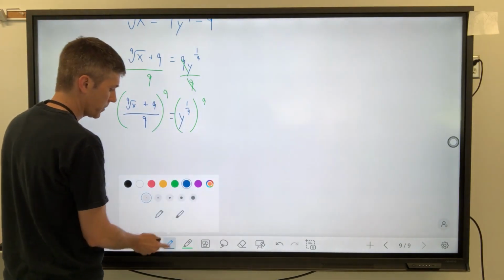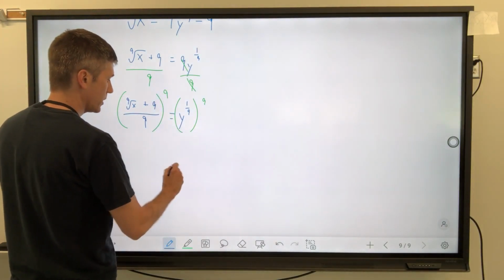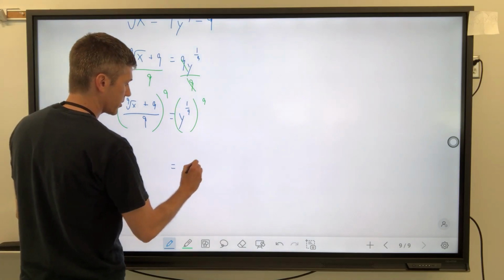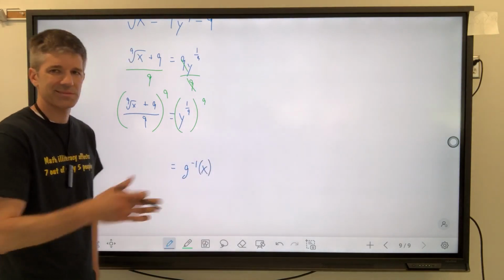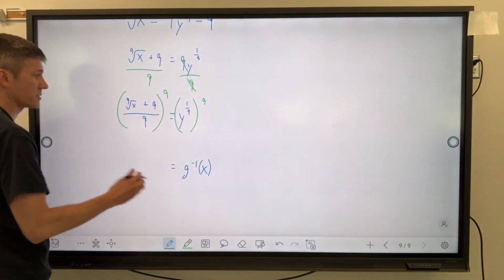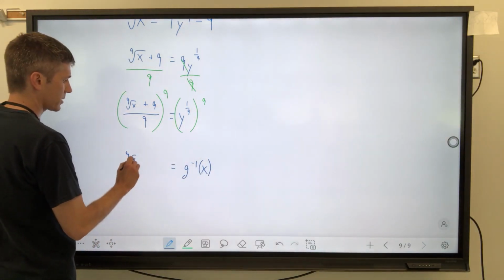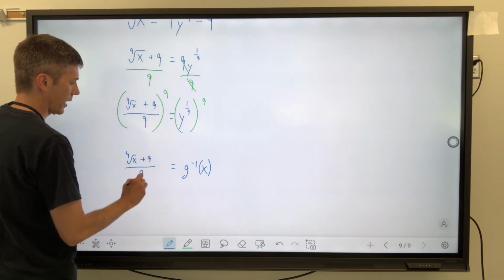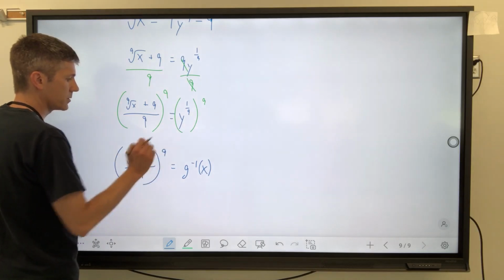And that's going to give me y, which is the inverse of g. Once you have y all by itself, don't feel like you have to write y. We found the inverse. So g inverse, there it is: 9th root of x plus 9, all over 9, all to the 9th power, and we're done.